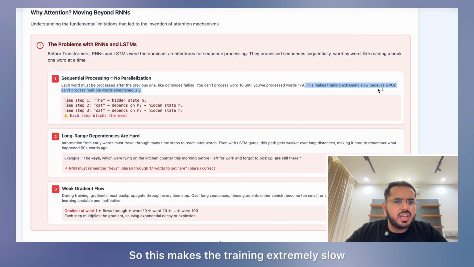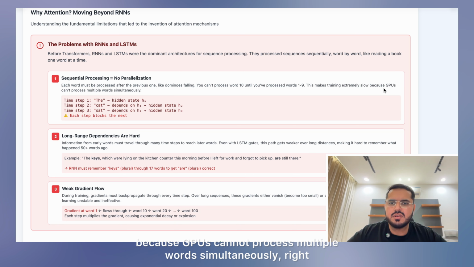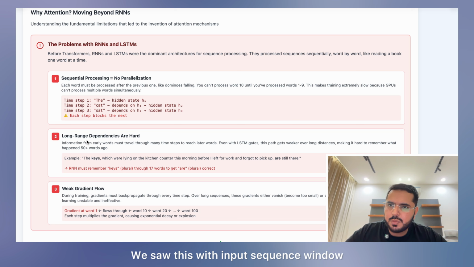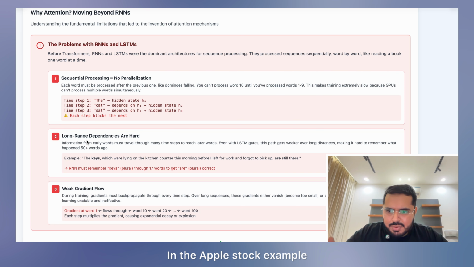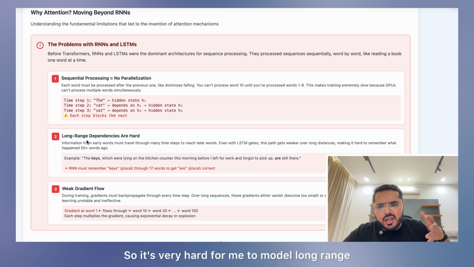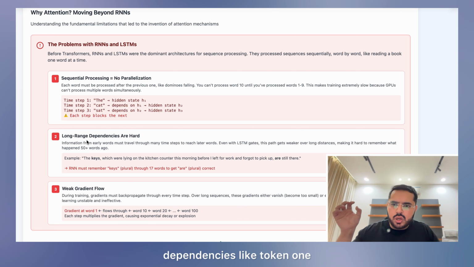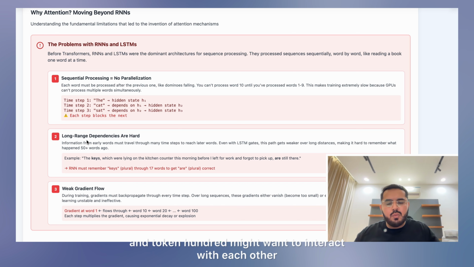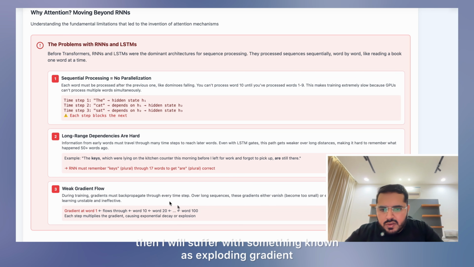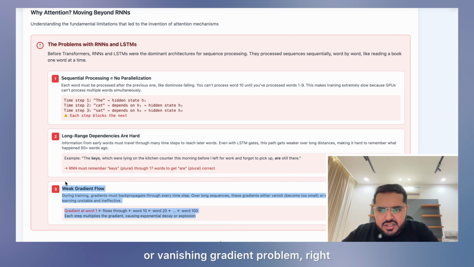This makes training extremely slow because GPUs cannot process multiple words simultaneously. Then long range dependencies are very hard to model. We saw this with the input sequence window. In the Apple stock example, we had an input sequence window of only 3, so it worked fine. But what if I want to make it 100? It's very hard to model long range dependencies, like token 1 and token 100 that might want to interact with each other. If I make them interact, I will suffer from the exploding or vanishing gradient problem.